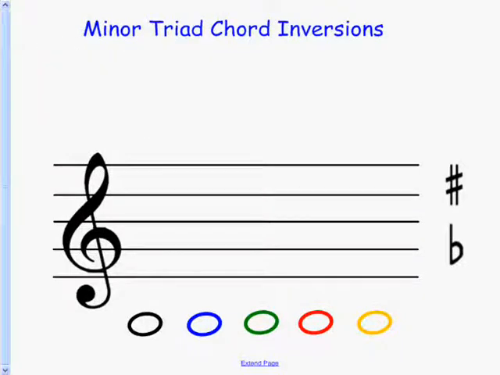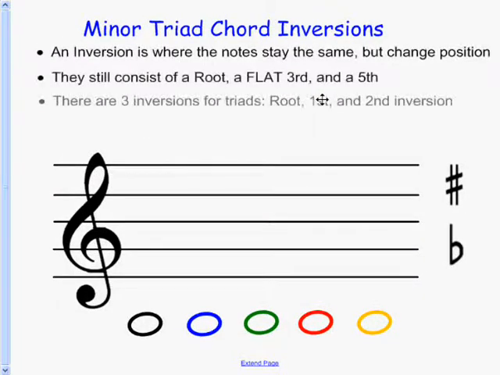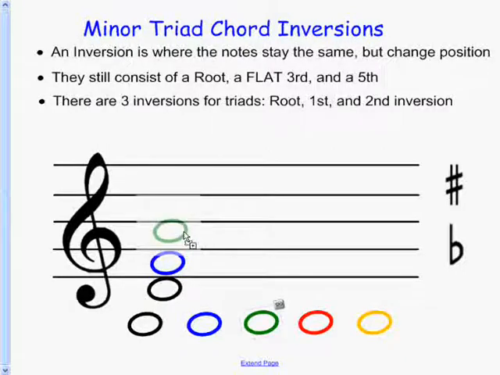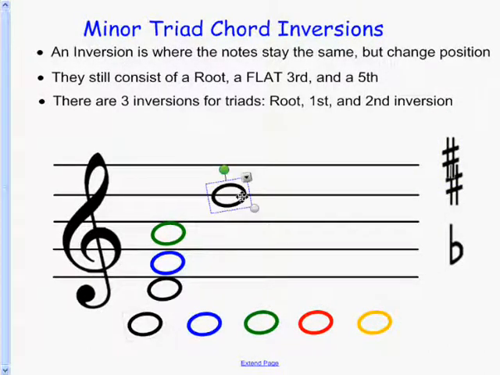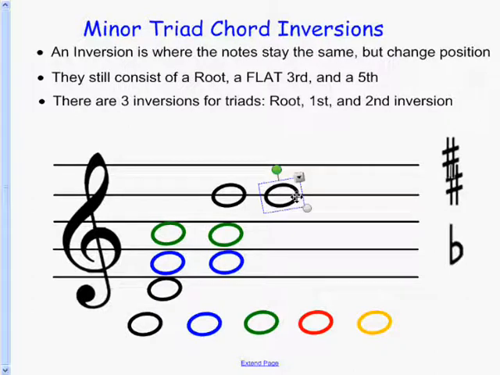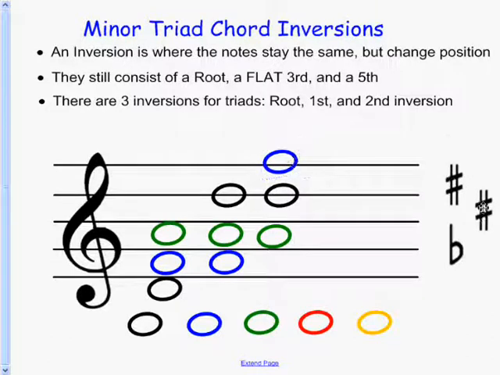Much like the major chords, minor chord triads are the same way. They have inversions where the notes stay the same but they change position. They still consist of a root, a flat third, and a fifth. And there are 3 inversions, root, first, and second inversion. So let's use our D minor chord. Remember, it used to be D major, but we took that sharp away. And we can now build this D up here. Leave the F there, leave the A there. Or we can have the D here, the A there, the F there. Remember that that is not F sharp, it is F natural.